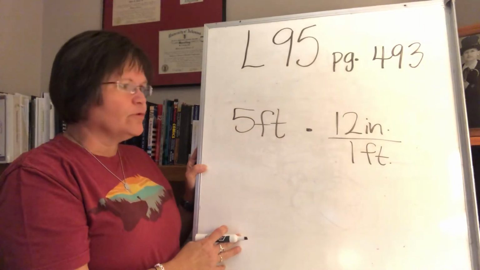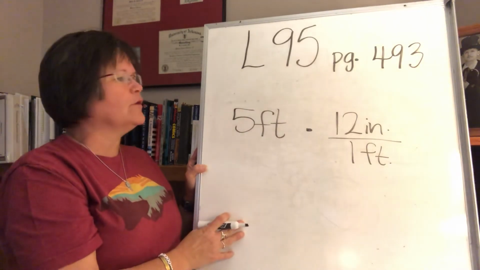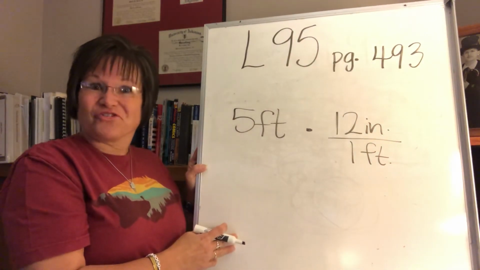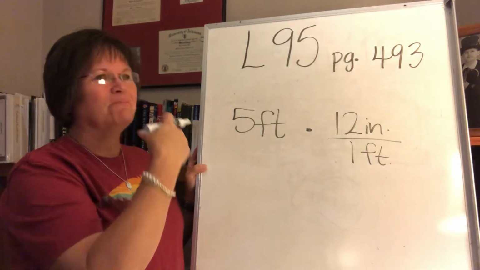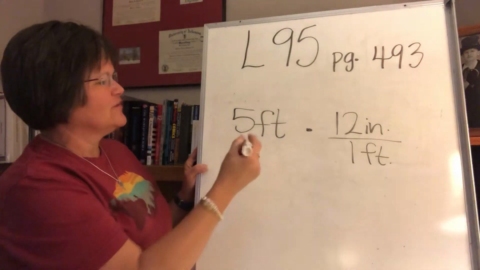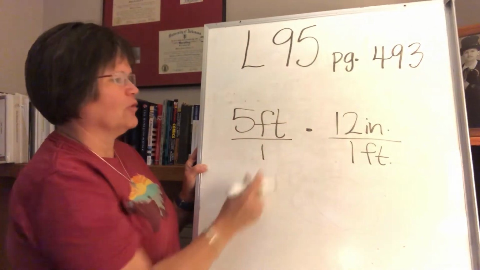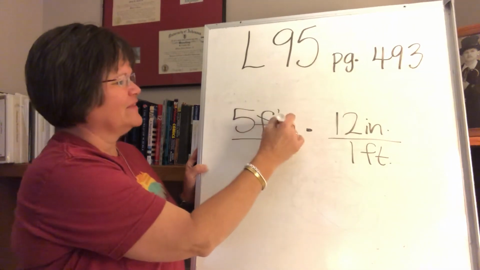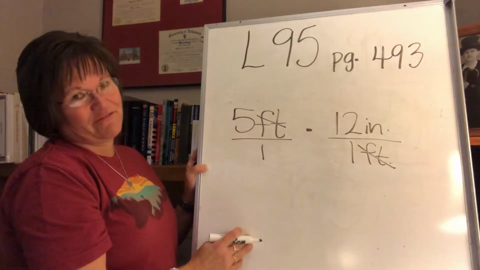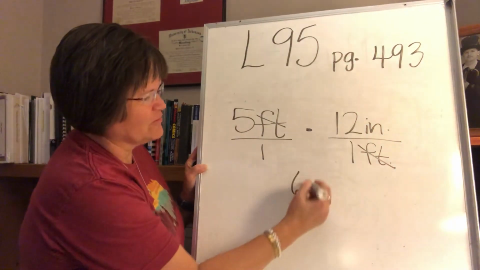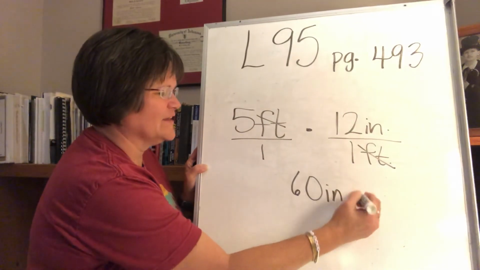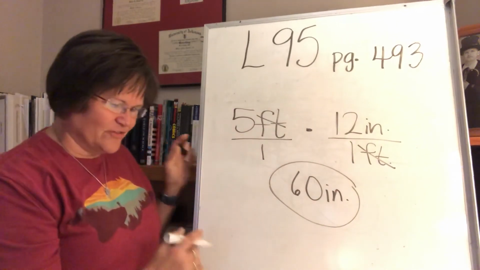Some of you already know the answer. But remember, in the future, you're going to have a problem with much more difficult numbers. You need to know how to solve it. So we would set up a multiplication problem. These units are going to cancel out. And then, of course, I've got 5 times 12. I'm pretty sure everybody has that committed to memory. 60 inches would be the answer.